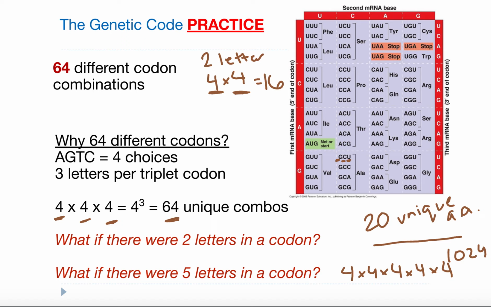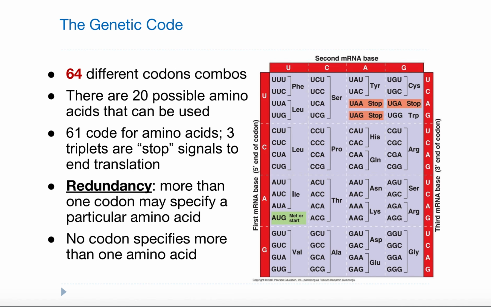So generally speaking, we want to use the smallest number of letters that gives us just enough to cover the 20 unique amino acids I want to code for. That's why triplets are the best amount of DNA bases to pair with each unique amino acid. So there are 20 possible amino acids that can be used, and there are 64 different codons that can be created from 3 letters.